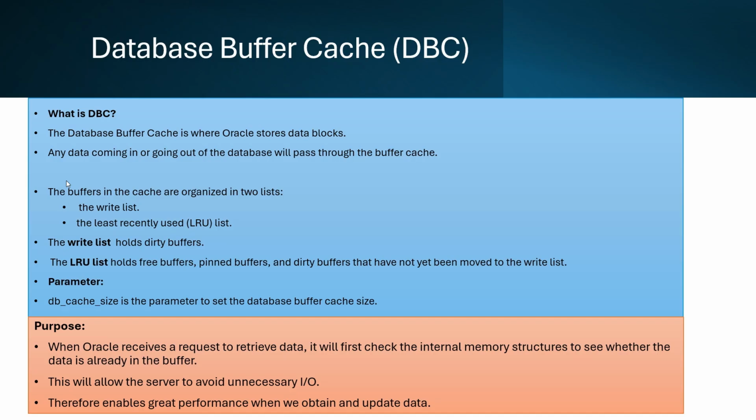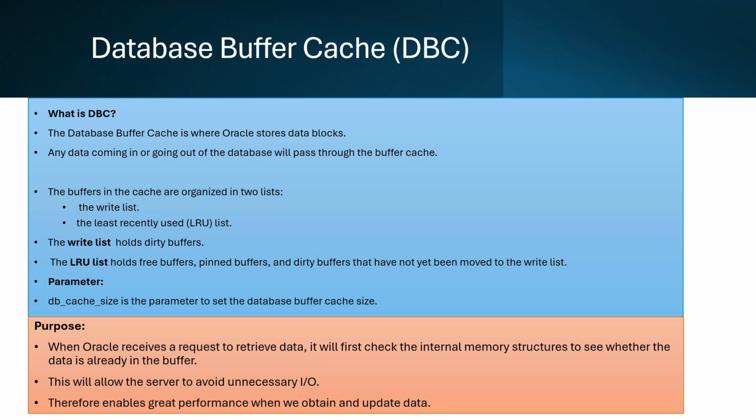The buffer cache is organized in two lists, the write list and the least recently used list. So let us understand this information a little more. What is the write list, and how does your buffer cache work with the write list and LRU? You understand, right? Or no?